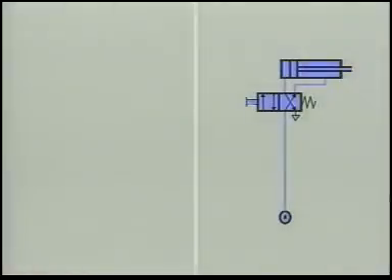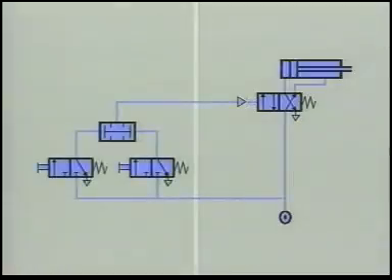Let's take a look at the structure of circuits with different types of control. Here we have the manual operation of a directional control valve as a final control element. In the pneumatic control, there is a clear differentiation between the control part, left, and the power part, right.